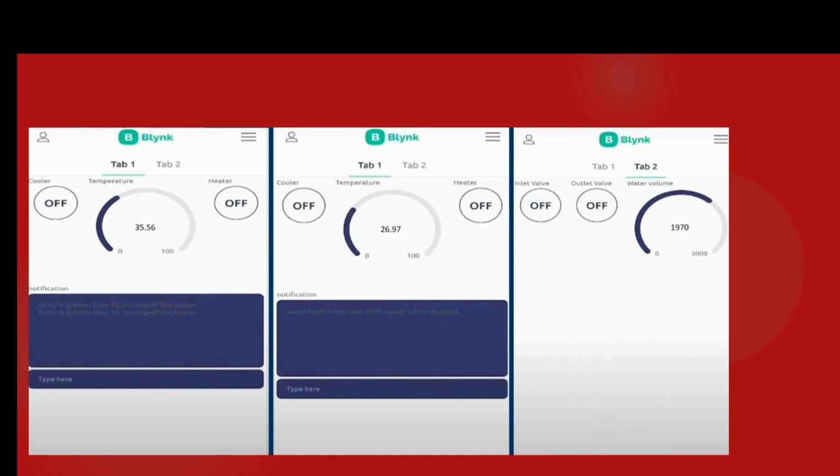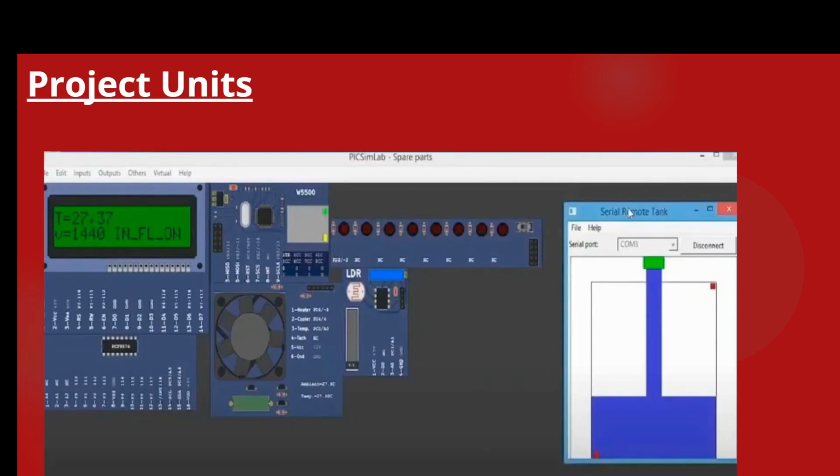The third one shows the current volume of the tank and the temperature of the tank, and also gives information on whether the inlet valve and outlet valve are closed or on.